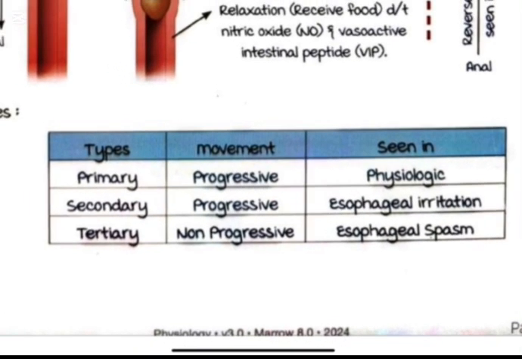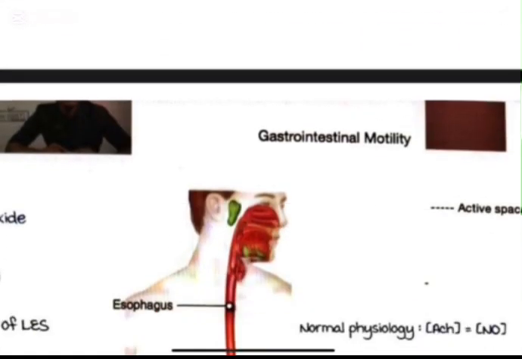Types are primary, secondary, and tertiary. Primary and secondary are progressive movement, tertiary are non-progressive movement. Primary is seen physiologically, secondary is seen in esophageal irritation, and non-progressive is esophageal spasms.